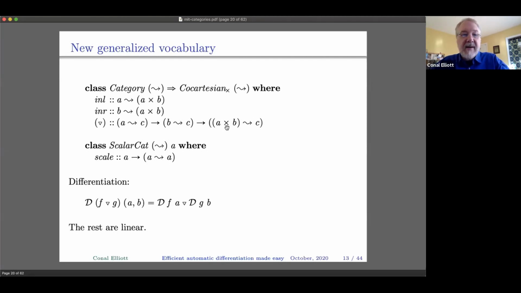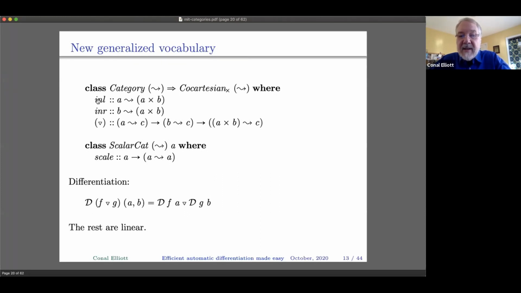And then one more notion, which is really very specific. Well, I don't actually know, but I think it was specific to linear algebra, which is the ability to scale. So this is the new vocabulary. We needed join and scale. The injections came along for the ride, and they'll be useful. And now we can ask about differentiation.